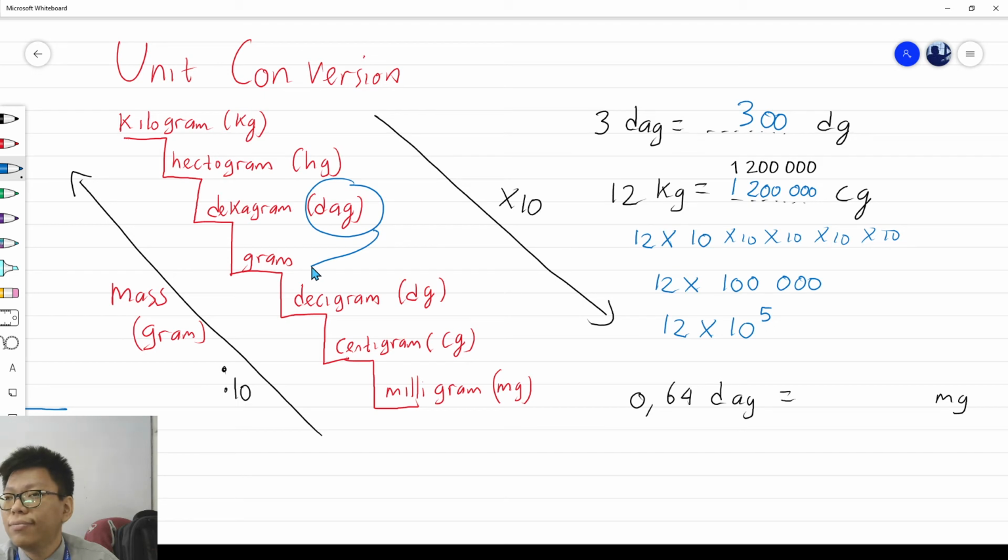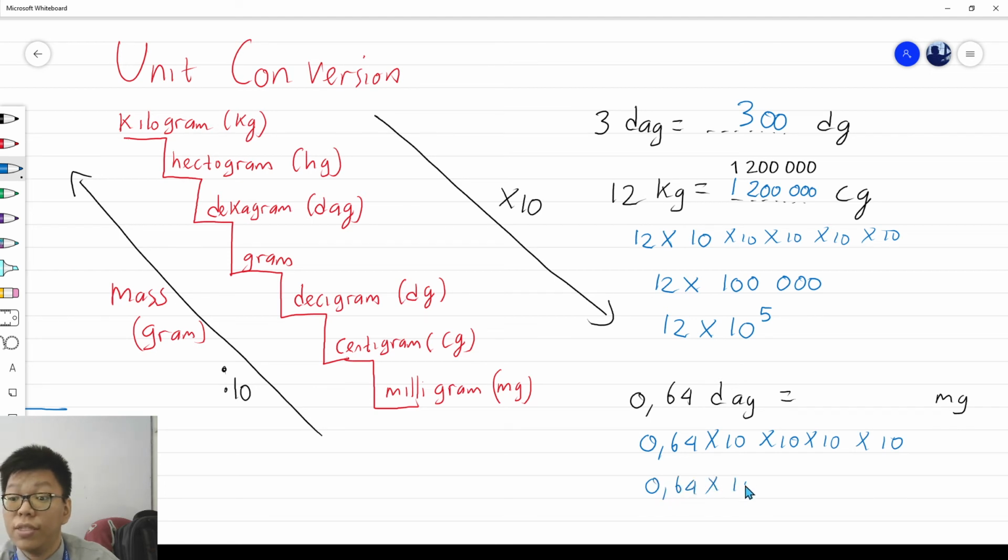1, 2, 3, 4. From decagram to milligram, it is 4. So you can times it by 10, 4 times, or you can write it as times 10,000.